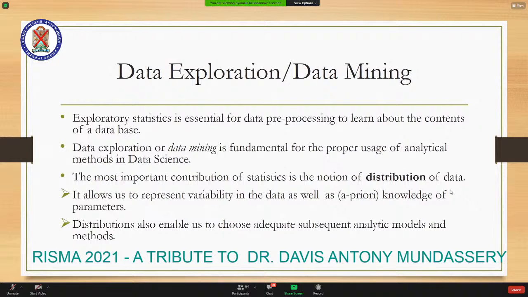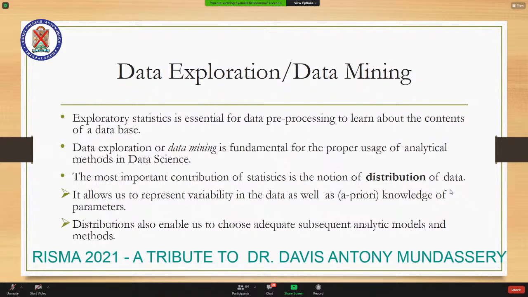Here, exploratory statistics is essential for data pre-processing, to learn about the contents of a database. It's very important. We need to do some kind of pre-processing to learn about the data. So data exploration is fundamental for the proper usage of analytical methods. It's a very basic, very important factor for the usage of analytical methods in data science. The most important contribution of statistics is the notion of distribution of data.